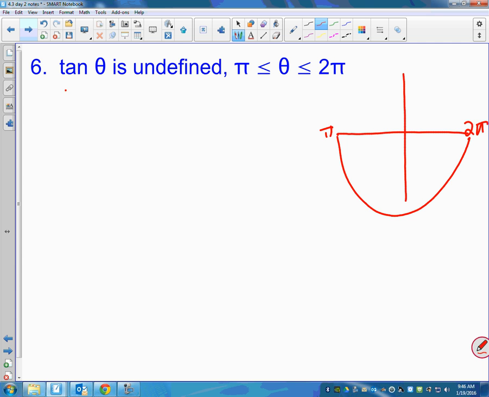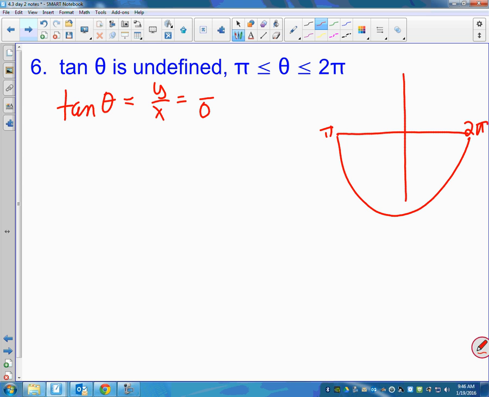What's the ratio for tangent in the coordinate plane? So not opposite over adjacent. Y over x. So if they're telling me that tangent is undefined, what do I know? I know that x is equal to 0, because that's the only way we're going to get an undefined answer.